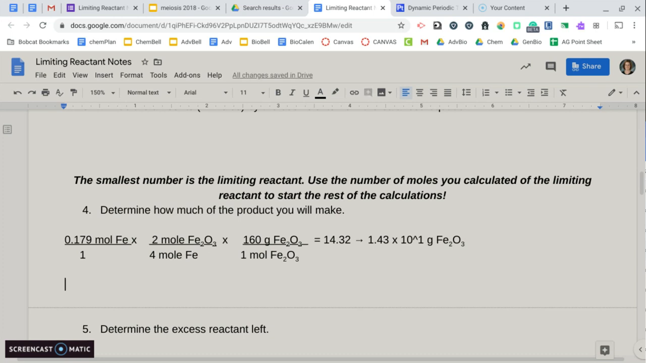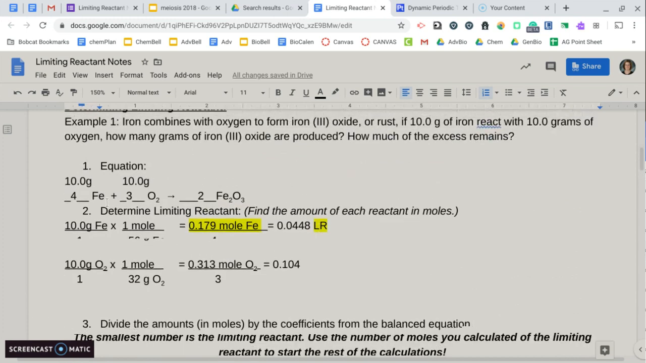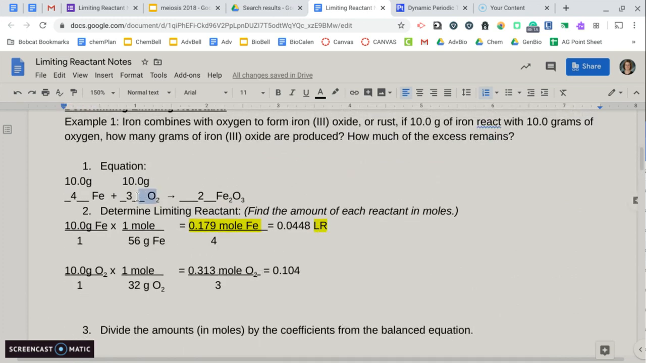All right, that'll always be your middle step. And then your last step will be to figure out how much of the excess reactant we have left. Iron was our limiting reactant. That means that oxygen here is our excess reactant. This is how many grams of oxygen we're starting with. So we want to see how many grams of that did we use. And then when we subtract, that'll be how many grams of oxygen was left over.